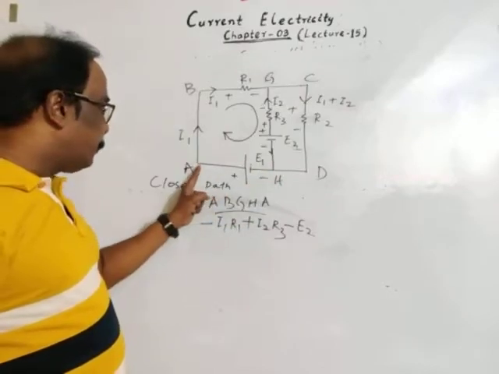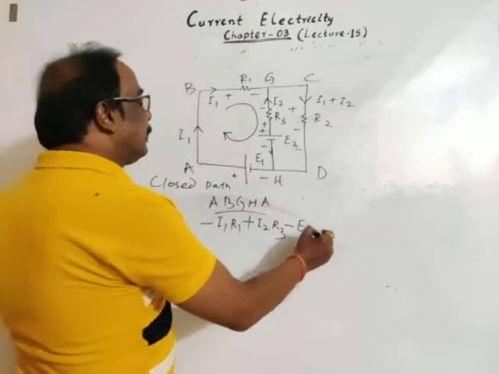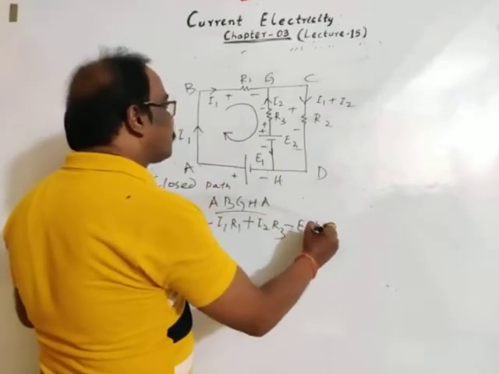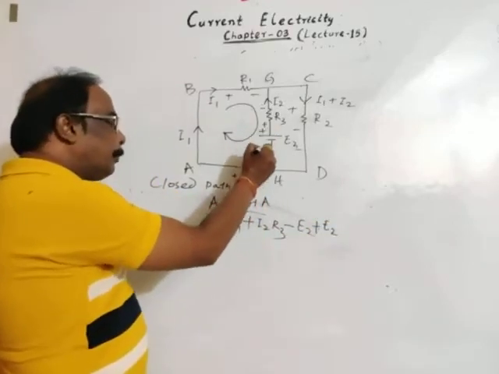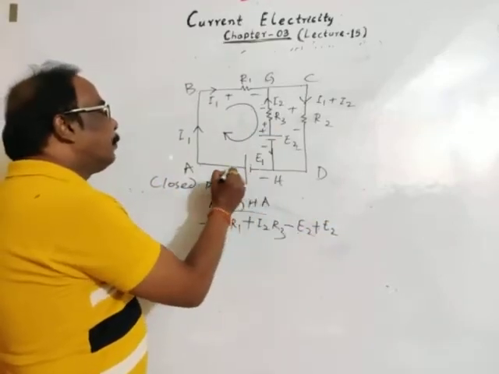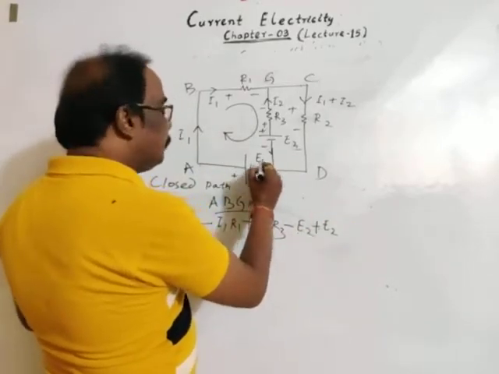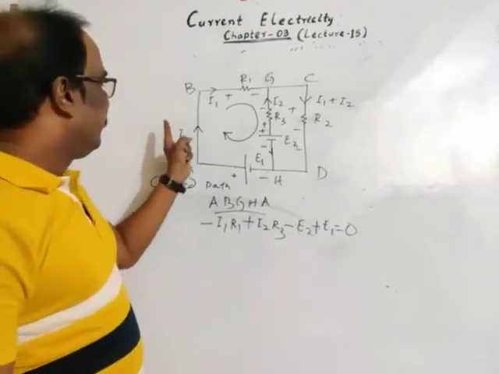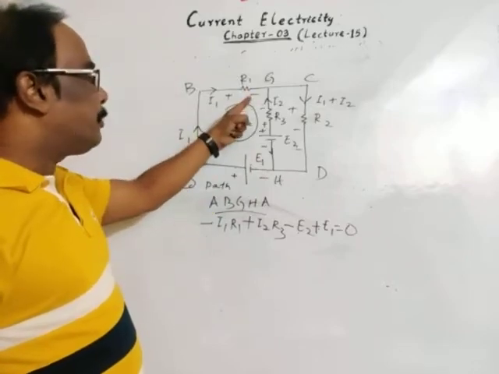Then from H to A, again from low potential to high potential, plus E. This is from high to low, minus, this is from low to high, plus E1. Sorry, this is E1, equal to 0. So see, A, B, G, H, A, we have taken clockwise.